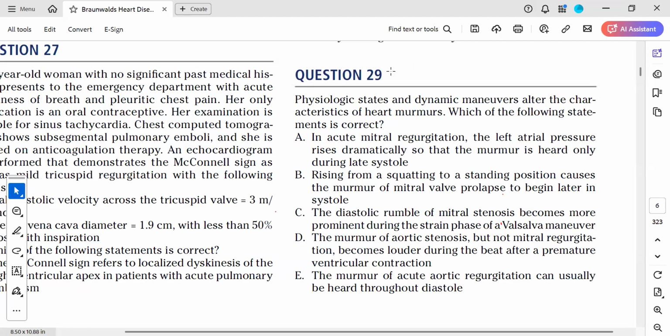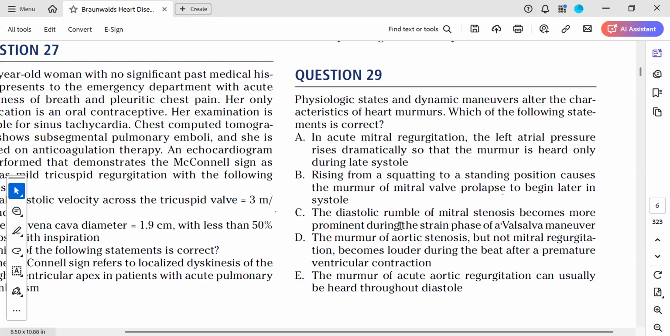Now, the diastolic rumble of mitral stenosis becomes more prominent during the straining phase of the Valsalva maneuver. What does the Valsalva maneuver do? It decreases the blood return to the left ventricle, meaning that the amount of blood flowing through the stenotic valve will be less. As such, the intensity of the murmur will also be reduced with the Valsalva maneuver. That makes option C false.